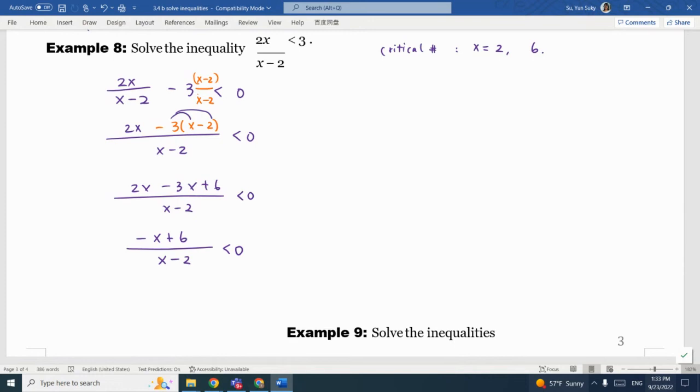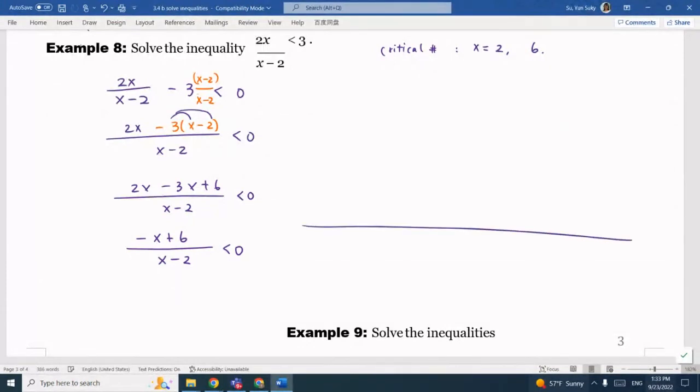Right, everybody? 2 and 6, right? Everybody okay with that? I know sometimes I skip that. If all of you are okay, then. But if you're not okay, I'm happy to write it down. That is because we set -x plus 6 equals 0. We solve for x, we get x is 6. And we set x minus 2 equals 0. We solve for x, we get 2. Yes? Okay! Those are the critical numbers.